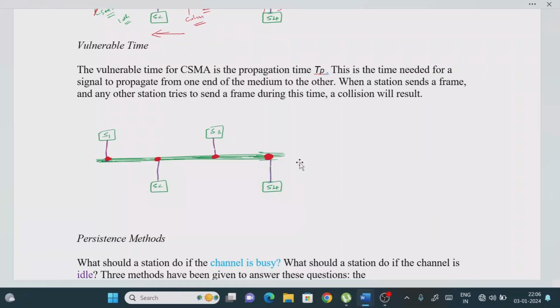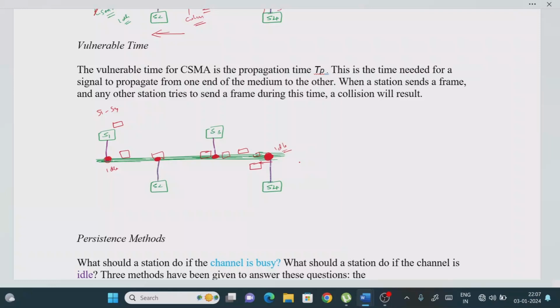So what is the vulnerable time? It is the time period in which the collision can occur. For example, suppose we are sending a frame from S1 to S4, and the same way from S4 to S1. At this point the link is idle as per the CSMA method, so both will start sending the frame. Collision can occur here, or here, or here. That depends on the time period, how the frames are traveling.